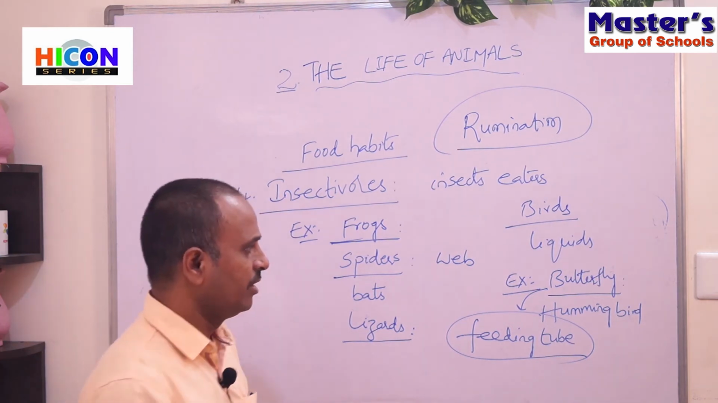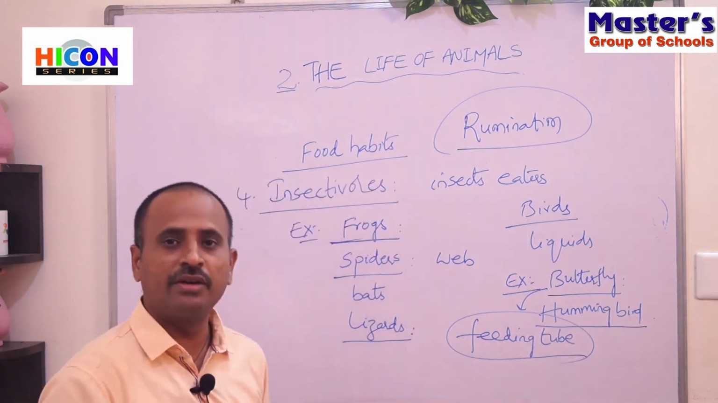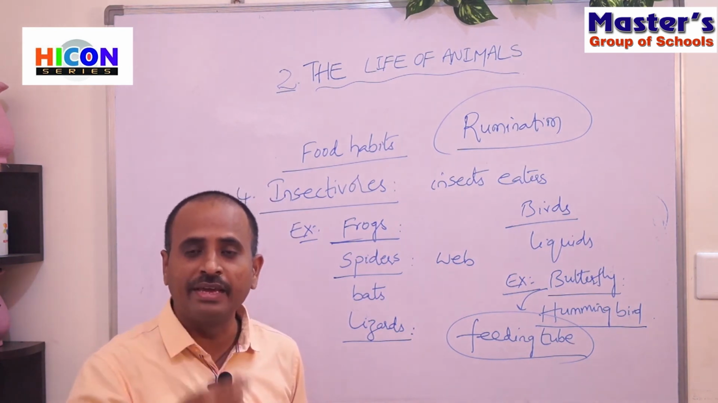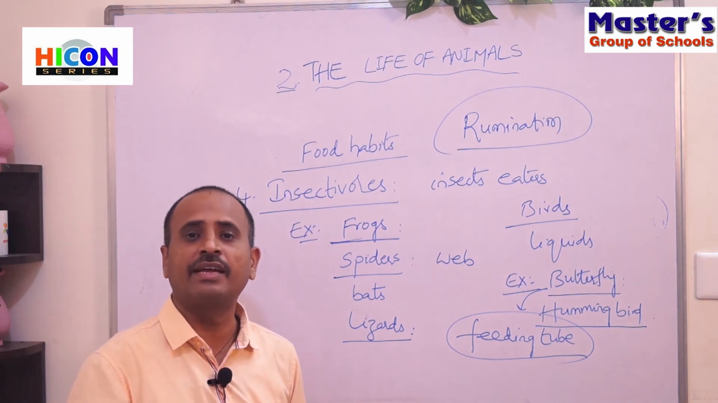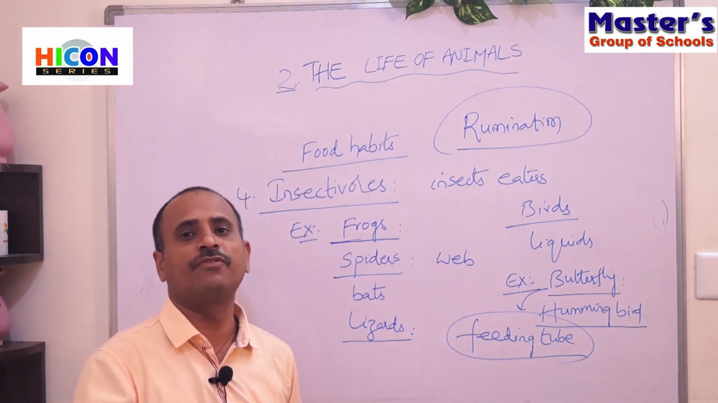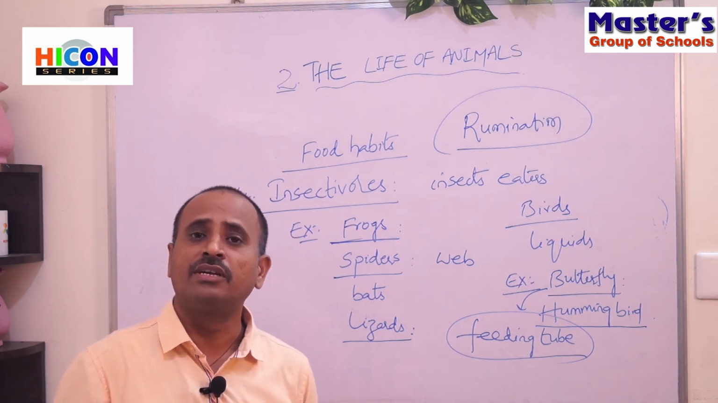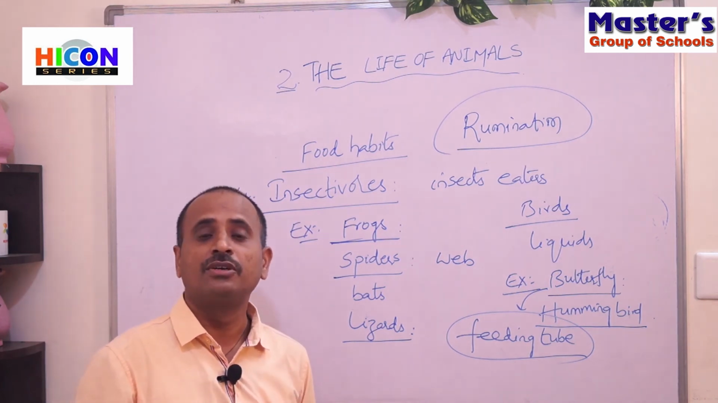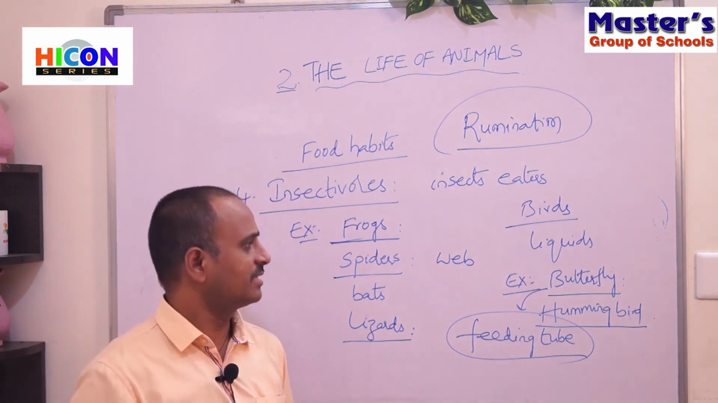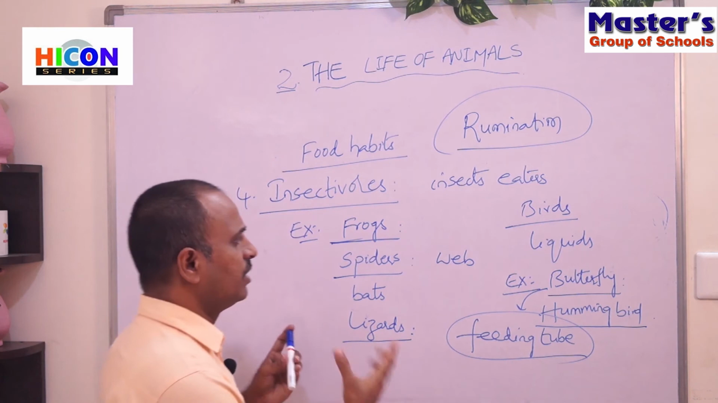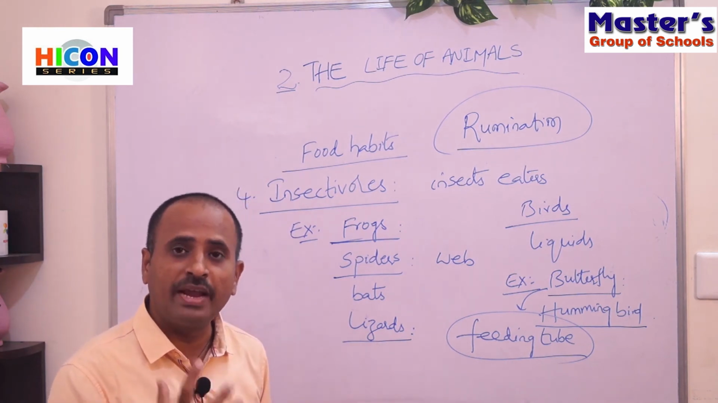In the same way, the hummingbird. Look at the picture, you are observing a hummingbird. It has a long beak. With the help of its long beak, the hummingbird can suck the nectar from the flowers. In this way, different types of birds have different types of arrangements to suck the liquids from the flowers.